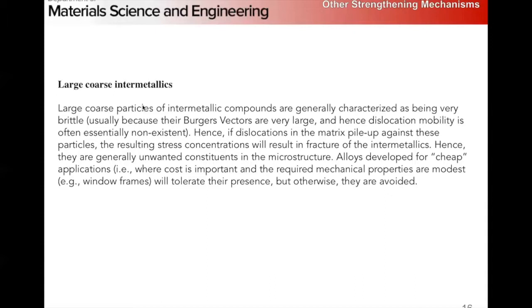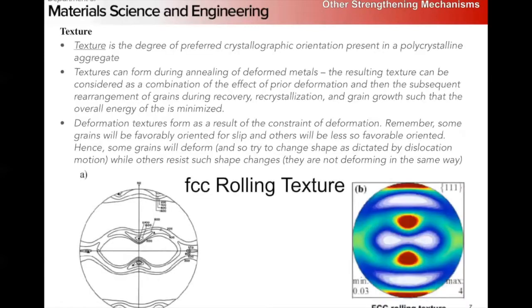So large coarse intermetallics in the microstructure, right? These tend to be very brittle, right? If dislocations pile up on these particles, the stress concentration is going to fracture the intermetallics, right? So we always consider these as unwanted, right? And for structural alloys, a lot of processing is to prevent these intermetallic particles from forming. However, in applications where cost is the main priority and the mechanical properties are fairly modest, things like window frames, right? All through Watts Hall, all the window frames are aluminum, right? Their presence can be tolerated because they're not under large static or fatigue loads. Okay.